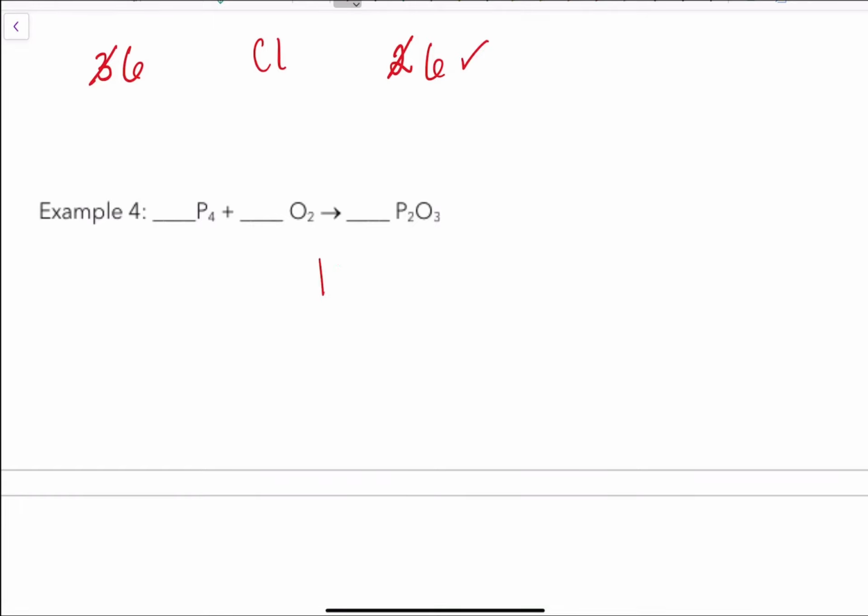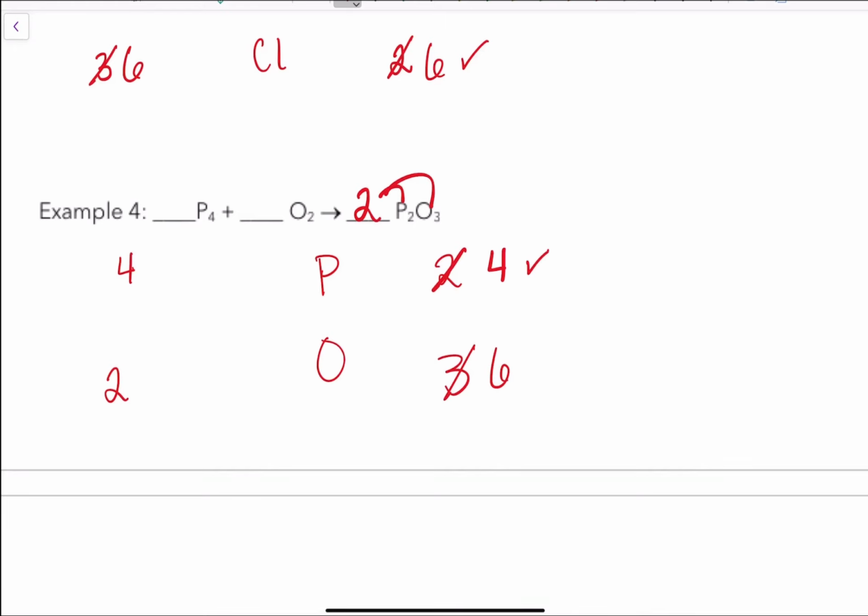So we have atom inventory, phosphorus and oxygen. We've got 4 and 2, 4, 2, and we have 2 and 3, 2, 3. Okay, so for balancing, we go metals, nonmetals. We start with phosphorus. We have 2 over here, and we can change a 2 into a 4 by multiplying it by 2. 2 times 2 gives us 4, and 2 times 3 gives us 6.